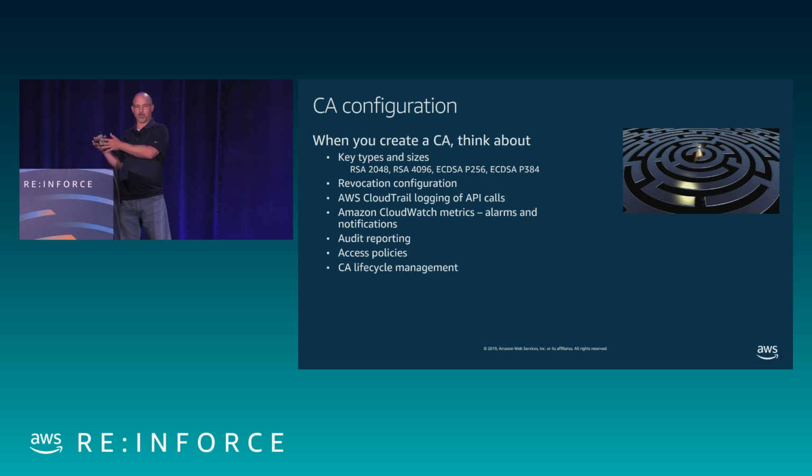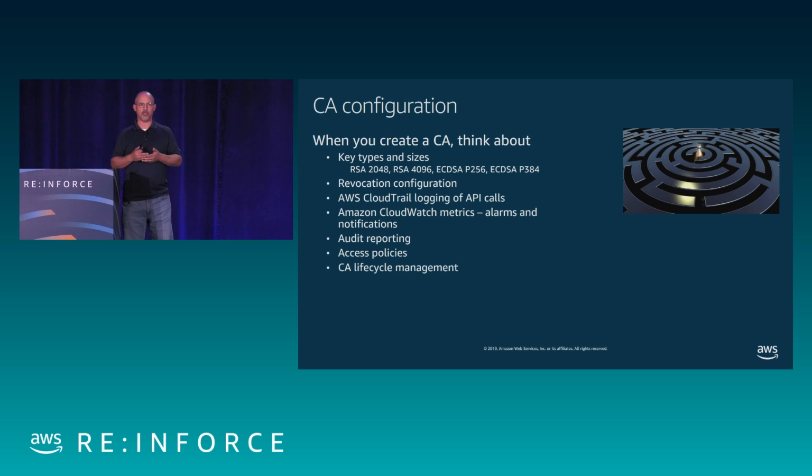Everything Ram showed in the console has an equivalent API and CLI command line interface command to create those resources using automation. And all of those API commands can be logged into CloudTrail so that you can see exactly what was done and go back in time. Next is CloudWatch metrics for alarms and notifications.